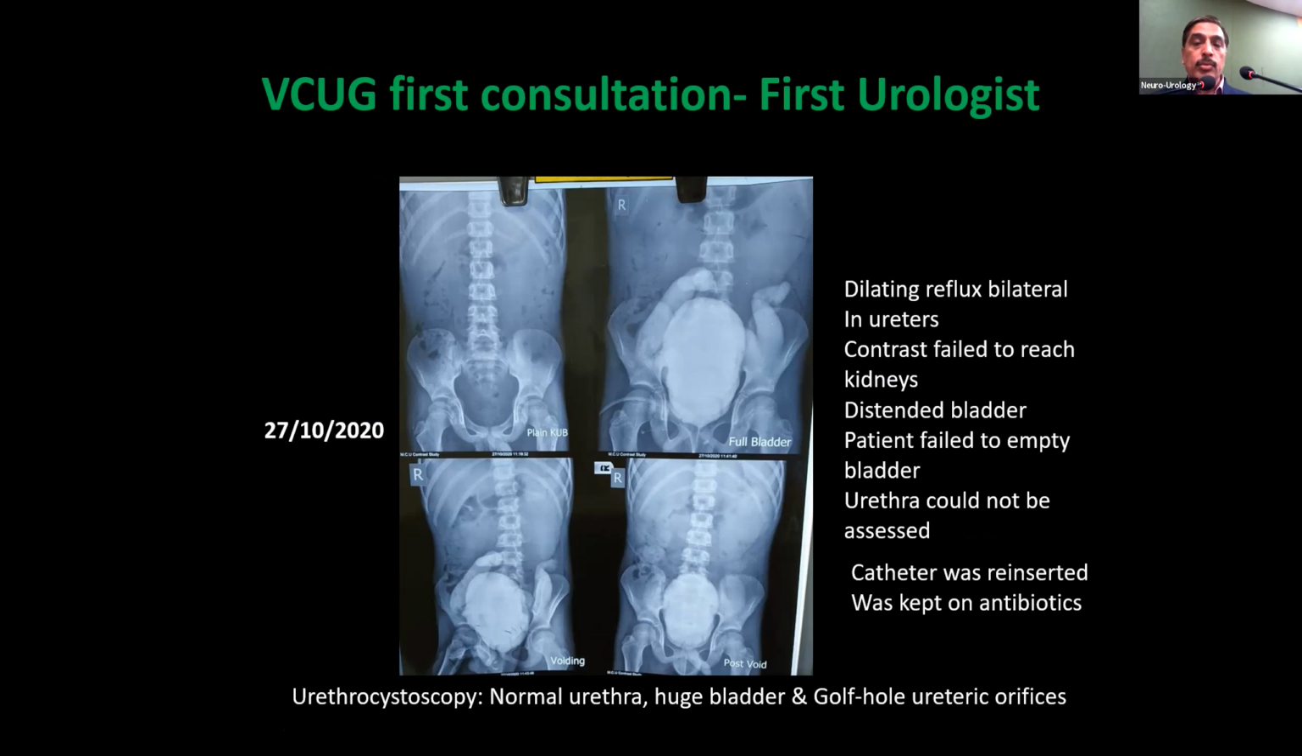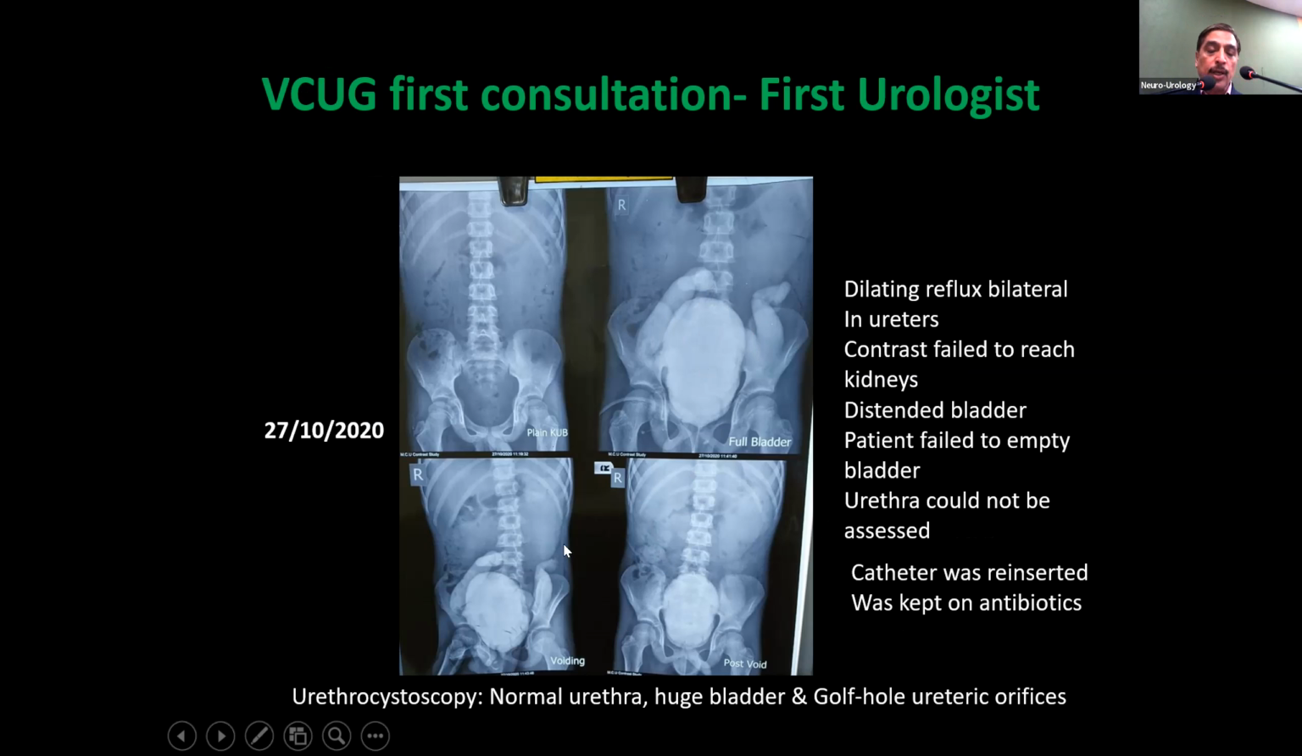So the urologist conducted the VCUG. It was done on 27th of October, which is suggestive of a very much dilated, distended bladder. The reflux in both ureters, massive reflux, but still not reaching the kidney. And the patient failed to empty the bladder. The urethra could not be assessed because of that.